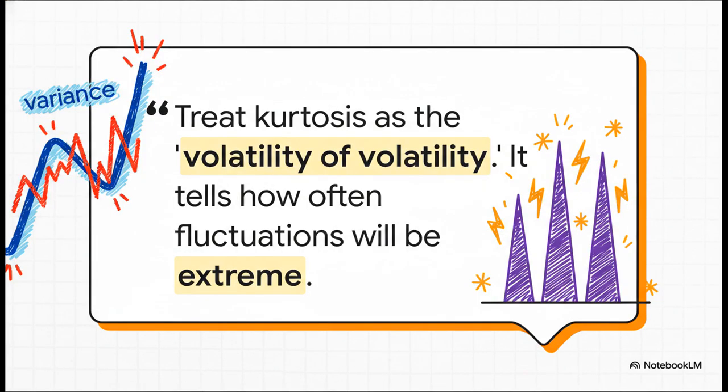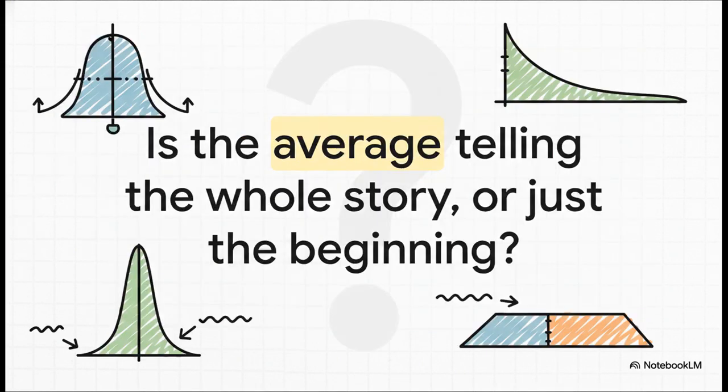Here's a really powerful way to think about this, something you can take with you. If you think of variance as measuring volatility, how much your data jumps around, then you should treat kurtosis as the volatility of volatility. It adds this whole other layer. It doesn't just tell you that your data fluctuates, it tells you how often those fluctuations are likely to be wild, extreme, off-the-charts events.